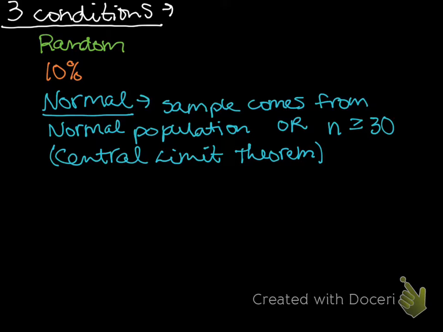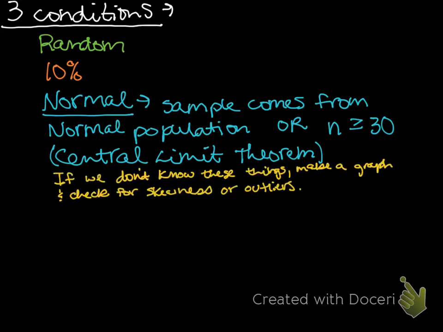10%, and normal. For normal, the sample comes from a normal population, or n is greater than or equal to 30 because of the central limit theorem. If we don't know these things, make a graph and check for skewness or outliers.